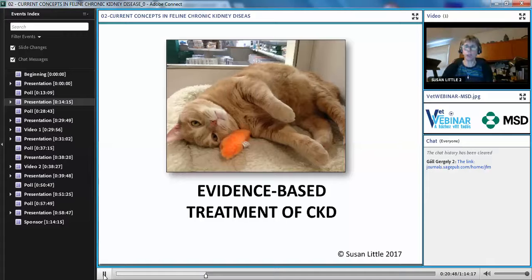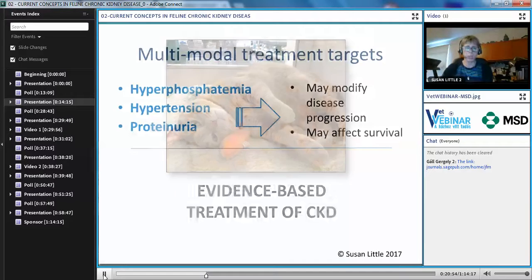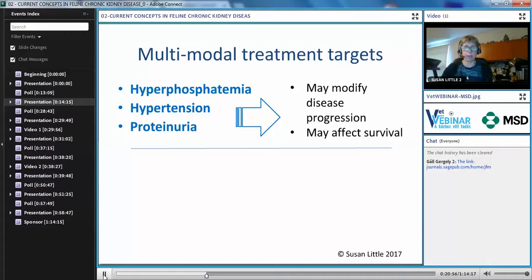So we're going to start talking indeed about those treatment recommendations. We're going to start talking about what are the best evidence-based guidelines that we can look at for treatment of chronic kidney disease in cats. So there are actually a number of treatment targets that we have drugs or other treatments for, and I divide these treatment targets up into two groups.